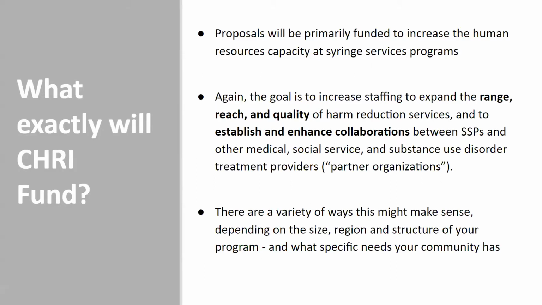Okay, so again, what exactly will CHRI fund? And a lot of this goes back to the things that Savannah referenced. So we will be really focusing on increasing human resources and capacity at SSPs. We're really looking to deepen connections, expand the range, reach, and quality of services, establish and enhance collaborations with other community partner organizations, things like that. And we do recognize that this will look differently for all of your programs and all of your various areas, and we will take that into consideration. And we just ask that you do whatever makes the most sense for your program and your community to, again, deepen those relationships and increase human resources.